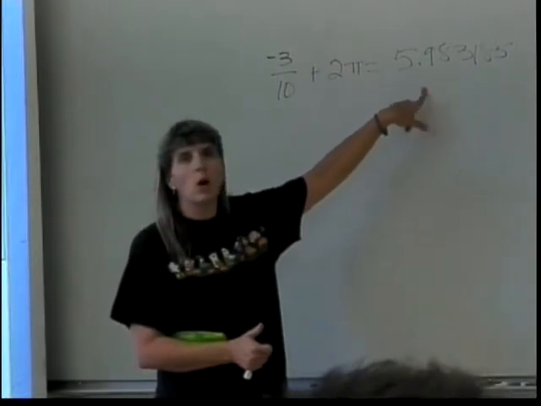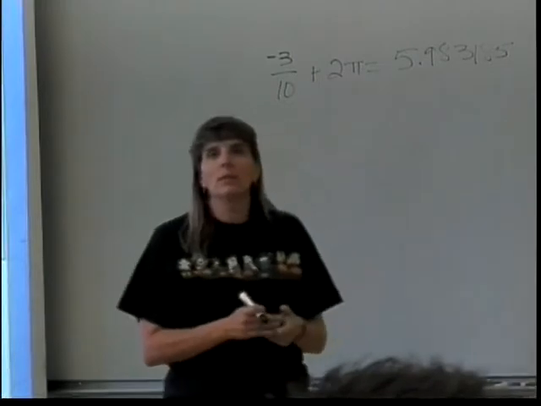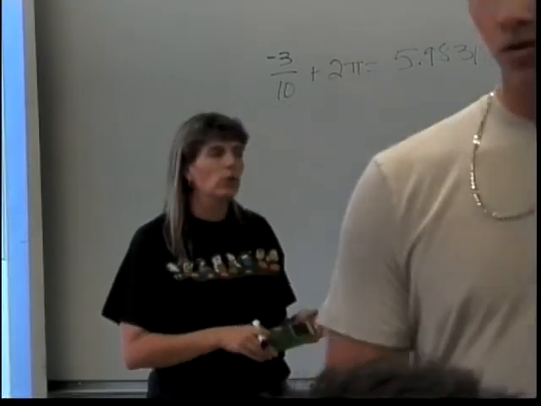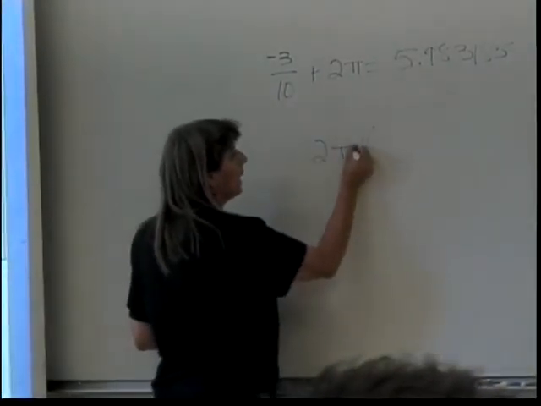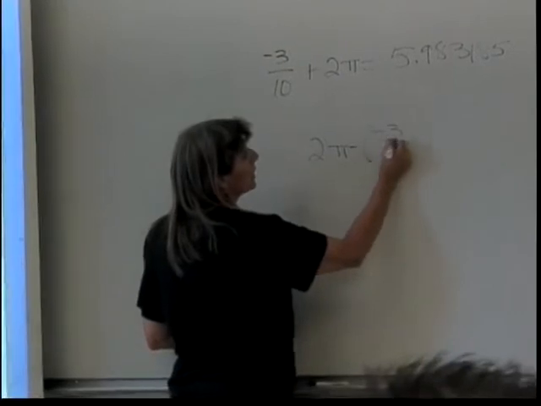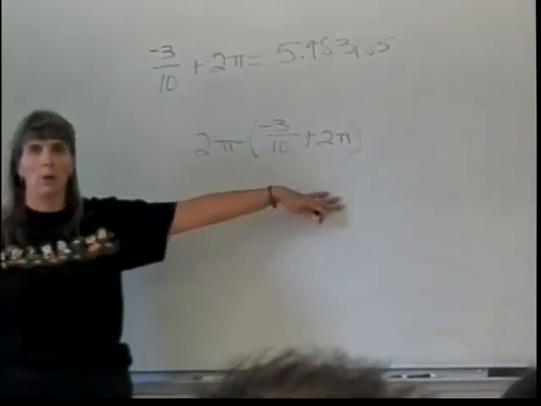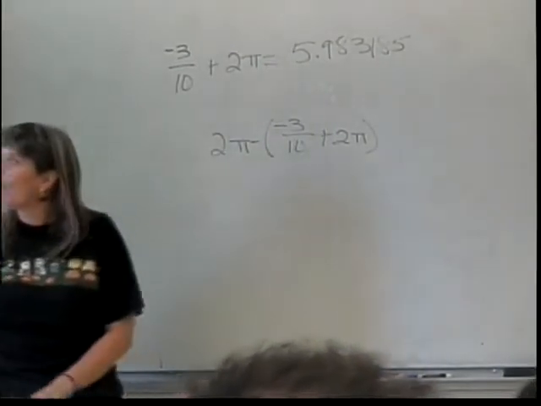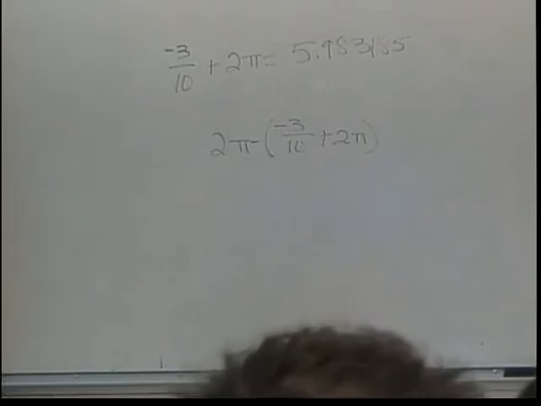Now the question is, what quadrant is that in? It's in the fourth quadrant, so what do I do in the fourth quadrant to find the reference angle? 2 pi minus. So I'm going to do 2 pi minus negative 3/10 plus 2 pi, and whatever that comes out to be will be the reference angle. Okay. And that was just part B.